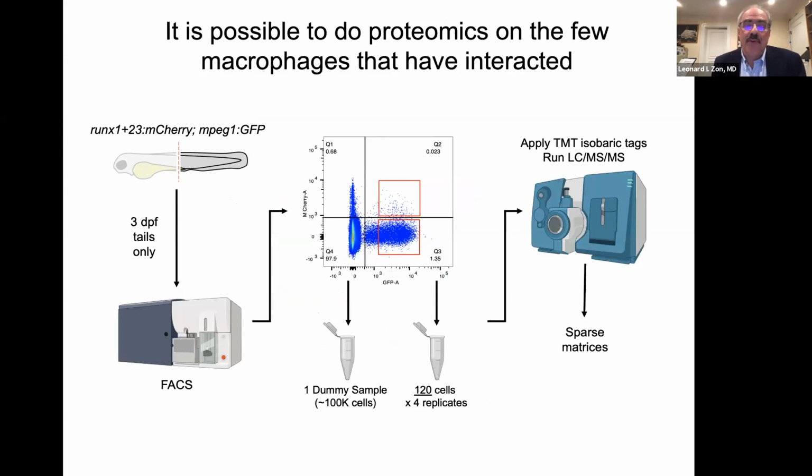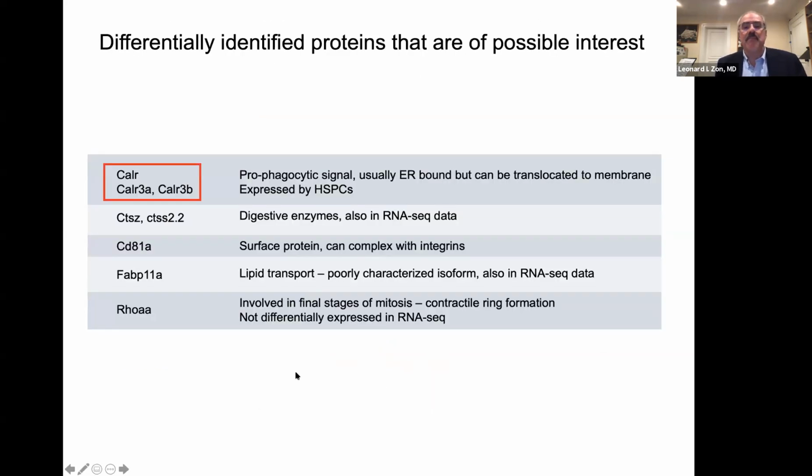So we were able to collaborate with a laboratory over at Harvard that does proteomics on a very, very small number of cells. In this particular case, Sam actually cut off the tails of the fish because the niche is over here, and then deposited 120 RUNX1 positive cells, these are the stem cells, or the macrophages, into these wells and did mass spec. Now, what came up in the macrophages, which was quite remarkable, were a variety of surface proteins that interact with different cell populations. And in particular, our attention was drawn to calreticulin and calreticulin 3. These are two different types of calreticulin, which are known to be prophagocytic signals.